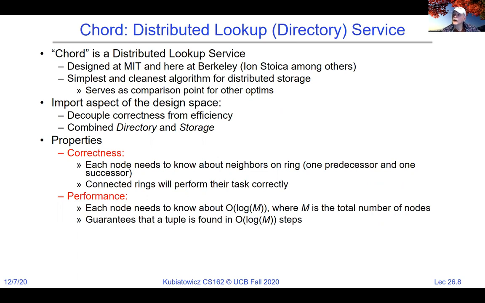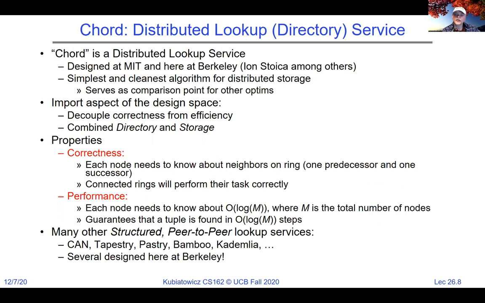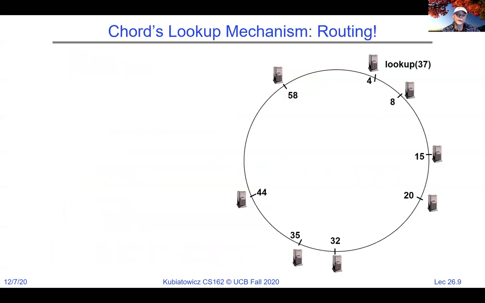Now, there are many other structured peer-to-peer lookup services like this. Tapestry is one that I worked on here at Berkeley. Bamboo is another one I worked on. There's Pastry, that was a Microsoft product. There's Kademlia. There's a lot of interesting ones, several designs here at Berkeley. This problem of how to look up a key value pair got a lot of study in the early 2000s.